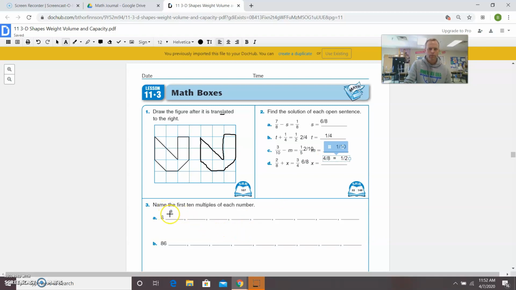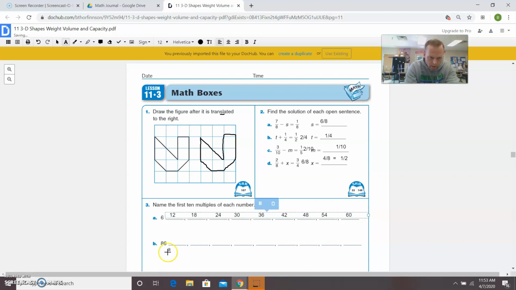Multiples. The first 10 multiples of 6. So you're just going to multiply. Multiply by 2. I'm going to roll this all the way across. We'll see if I can make this work. So 6 times 2 is 12. We're just counting by 6. 18, 24, 30, 36, 42, 48, 54, and we end with 60.